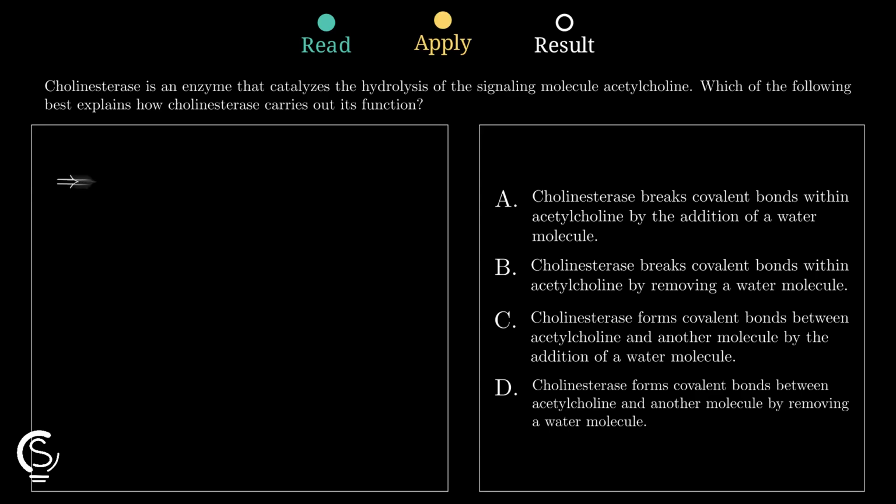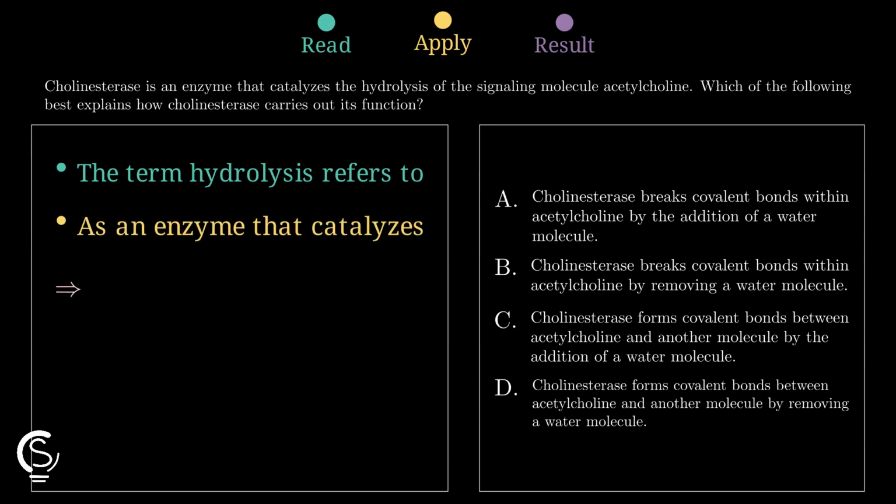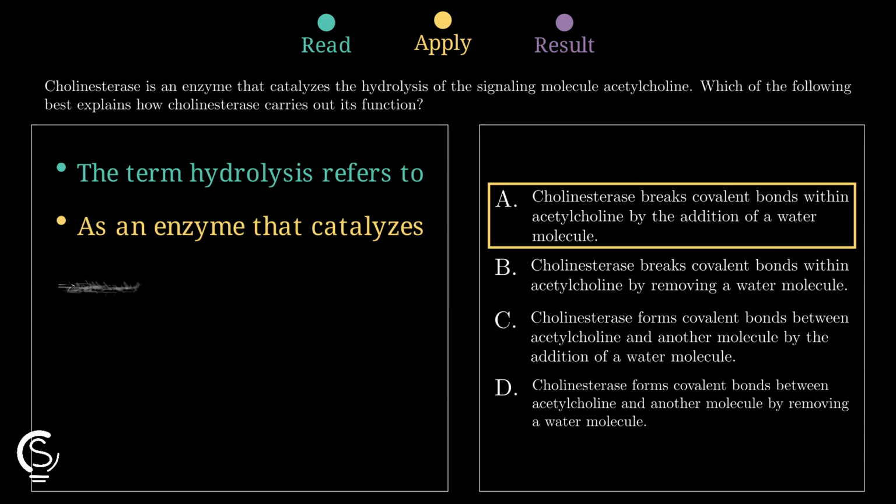Since cholinesterase catalyzes the hydrolysis of acetylcholine, its function is helping that exact reaction happen faster, not removing water, and definitely not building new covalent bonds. That knocks out B, C, and D because each one contradicts hydrolysis, so option A is the only answer that matches the definition.